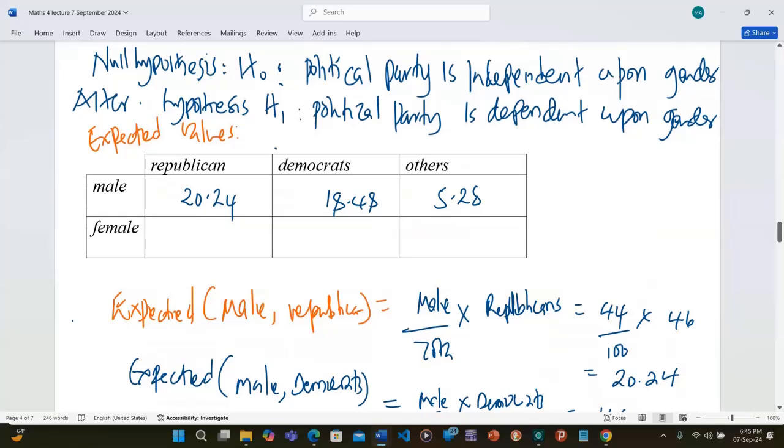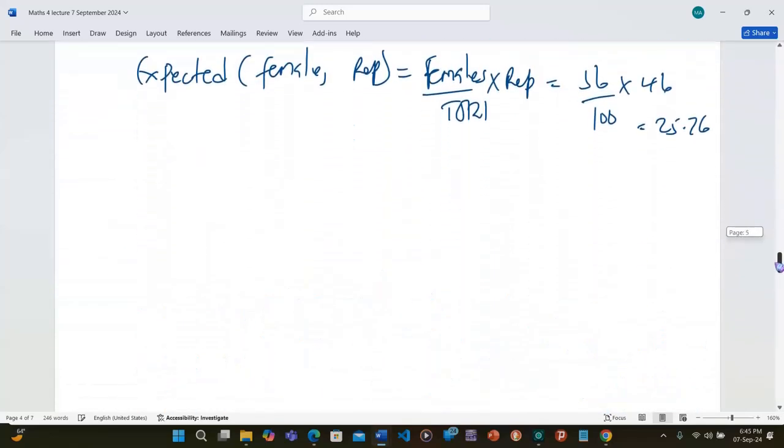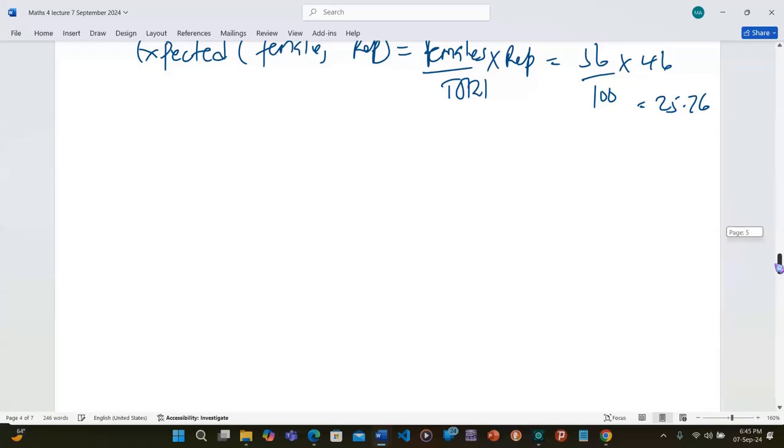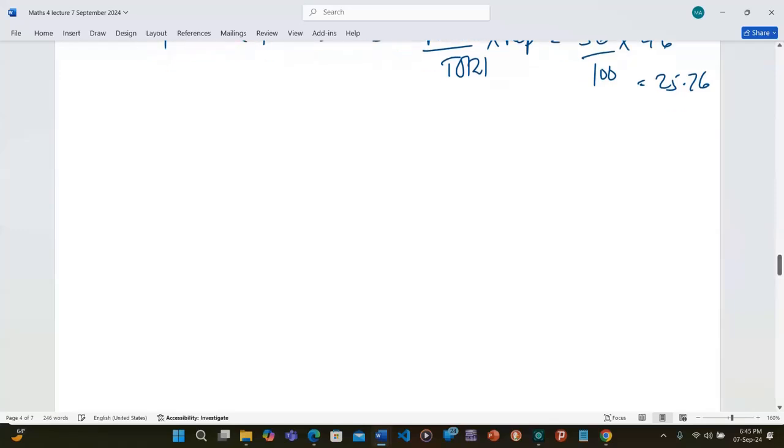So you come here and write 25.76. If you do the same for Democrats, you'll have 23.52. Then this other one, 6.72. So kindly go through it and be able to get those values. Now, our task is to get the chi-square.